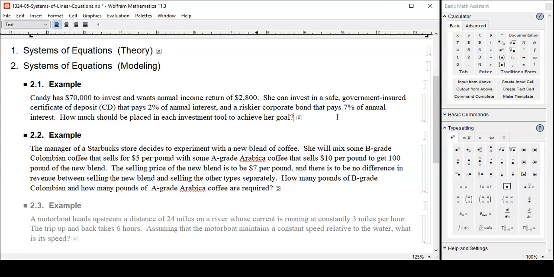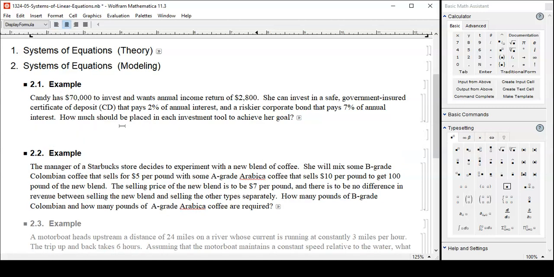Okay, here we go. This is a very, very typical problem. Do you see that there are 2 variables that you have to identify? Investment in CD, the certificate of deposit, and corporate bond. There are 2 types of investment tools we are talking about, and somehow $70,000 will be allocated to those. And then the return has to be $2,800. So we are talking about 2 variables, X and Y, which will have to add up to 70,000.